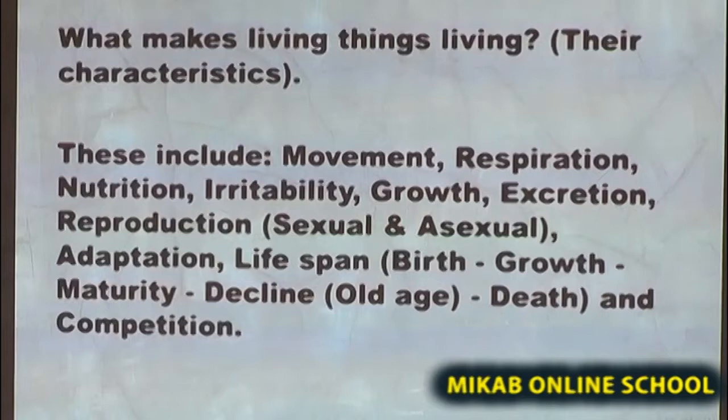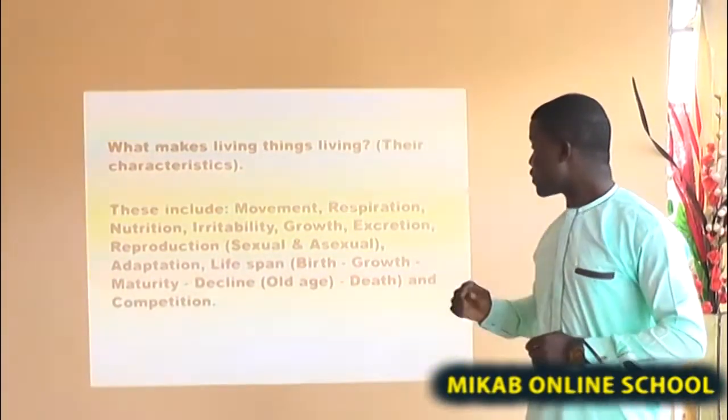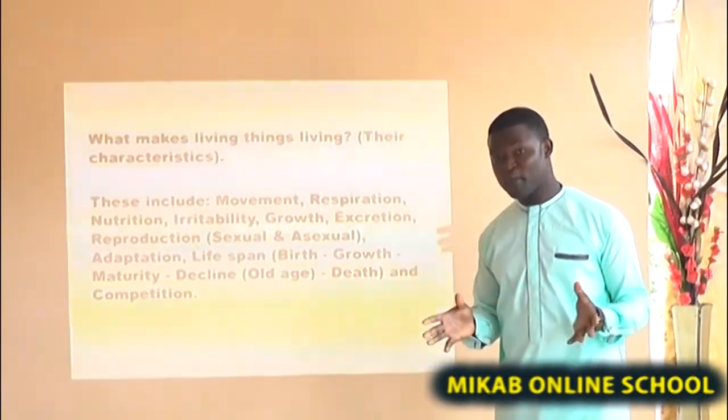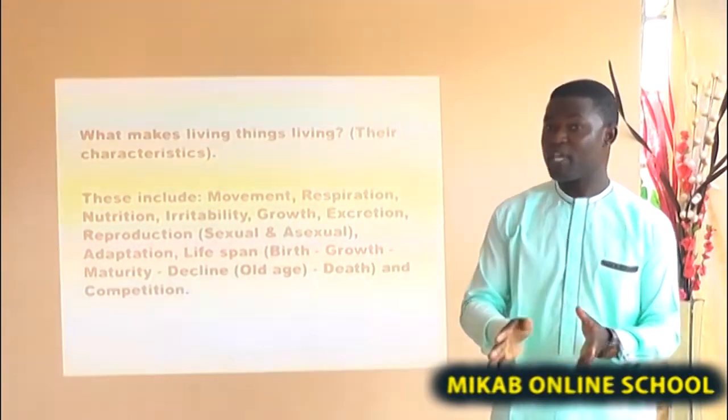We have growth, because every living thing grows, both plants and animals. Excretion: this is the process by which metabolic waste is discharged from the body of organisms. Reproduction: in order to ensure continuity of life, every living thing reproduces, and so reproduction is an aspect of the characteristics of living things. However, we must know that this reproduction could be sexual or asexual.